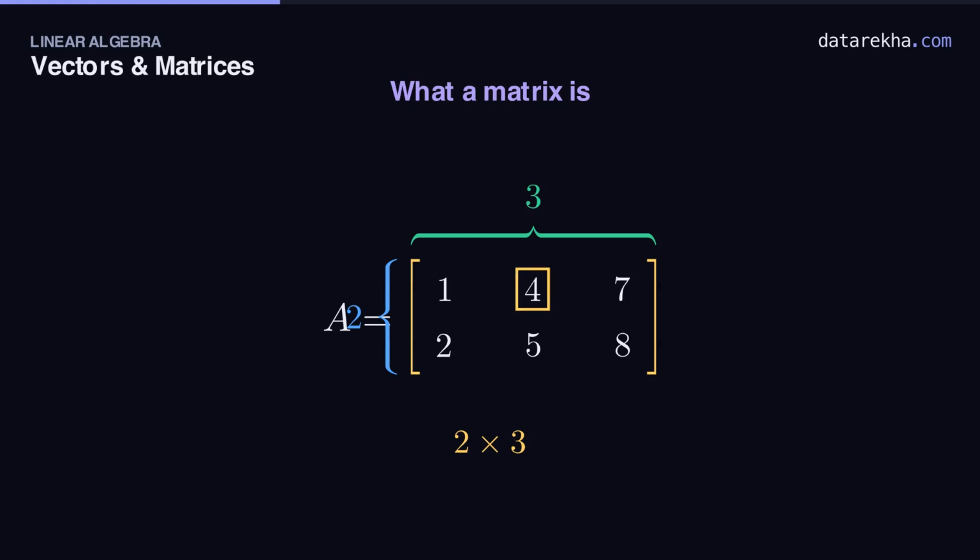Each entry gets an address. Aij means row i, column j. So A12 sits in row 1, column 2. That's the 4. And A23 is row 2, column 3, the 8.